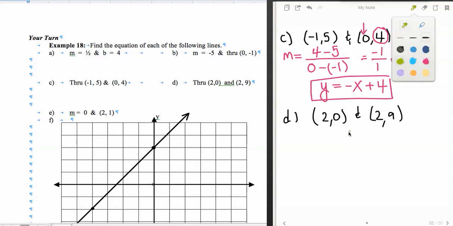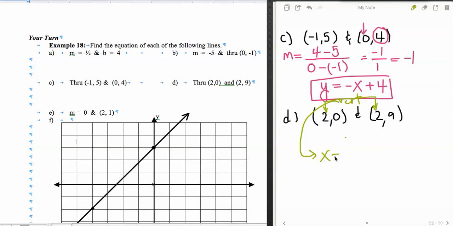Now the next one, what we want to do is investigate the x's, and upon investigation, we see that they're both the same. That's going to tell us that we have a vertical line. When we are told that we have a vertical line, that means the equation will look like x equals 2. And that's the only way we can find the equation of a vertical line, because it's not a function.